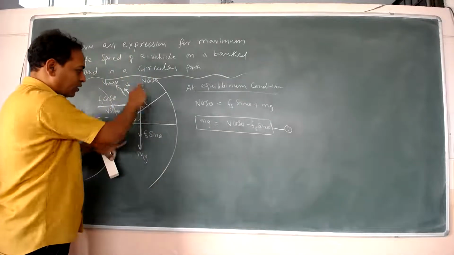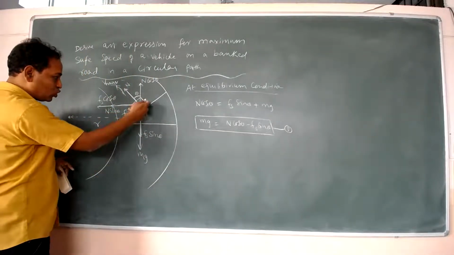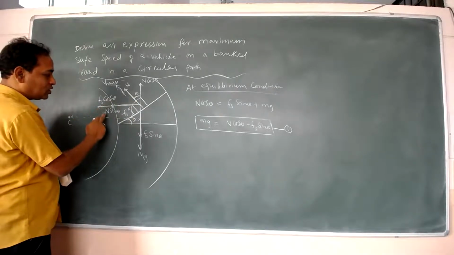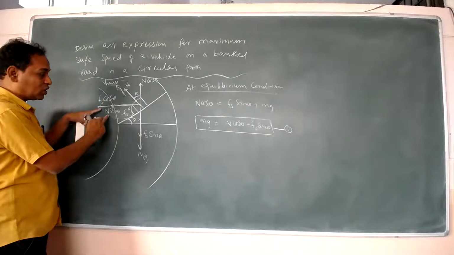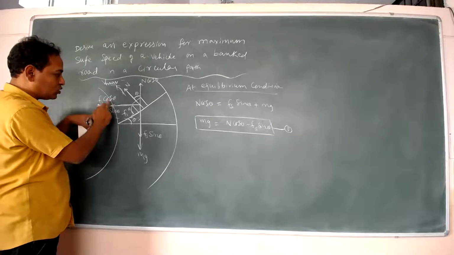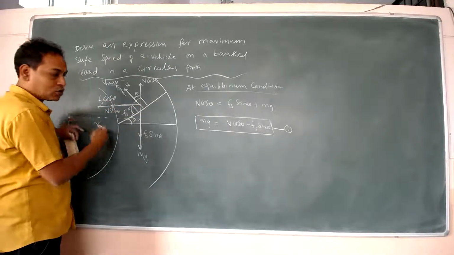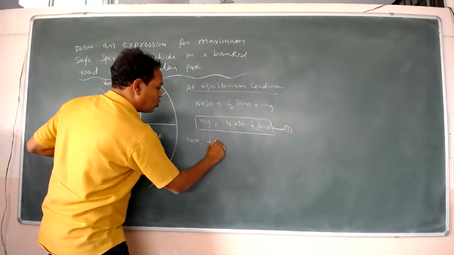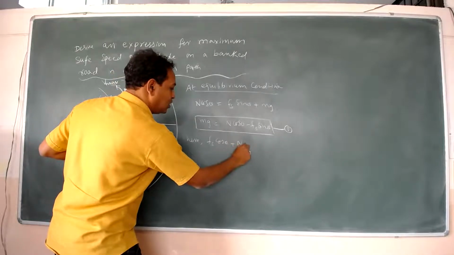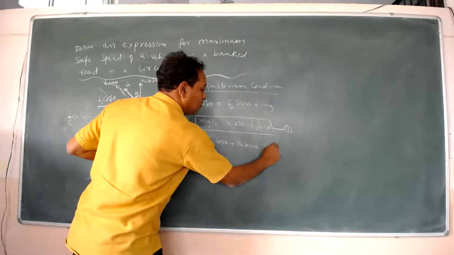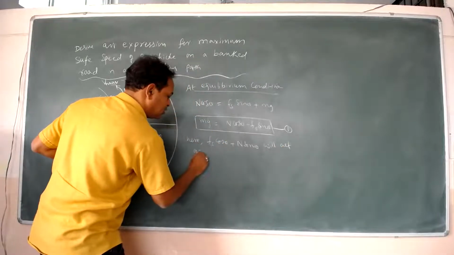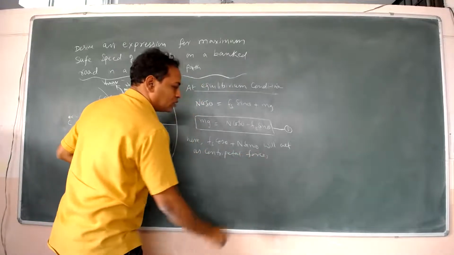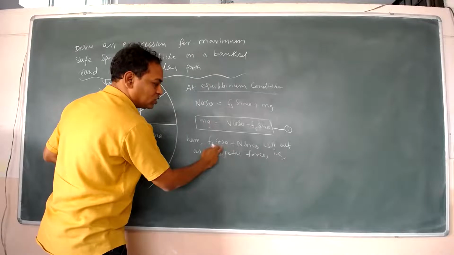Now these two I have taken. Now one more thing is there. Towards the center, Fs cos theta plus N sin theta is also acting, which is nothing but equal to the centrifugal force. So the sum of these two will act as the centrifugal force. That means the sum of these two is nothing but the centrifugal force.